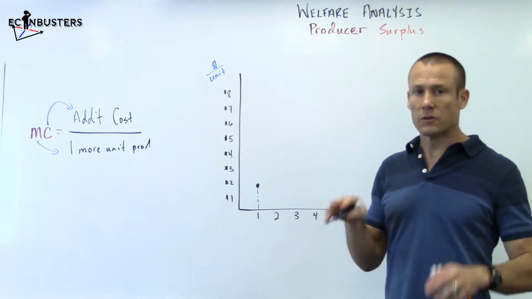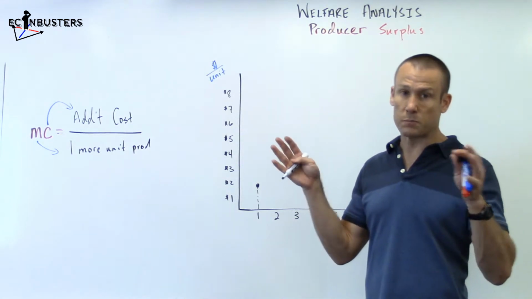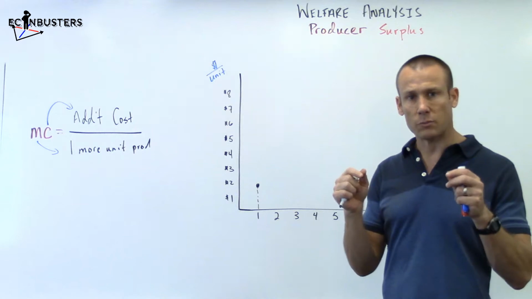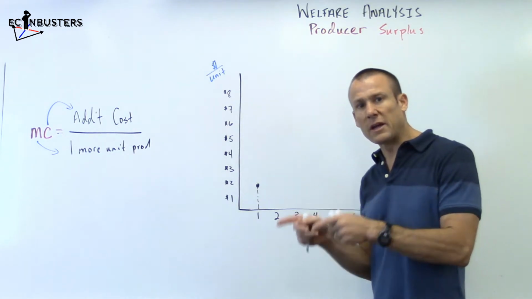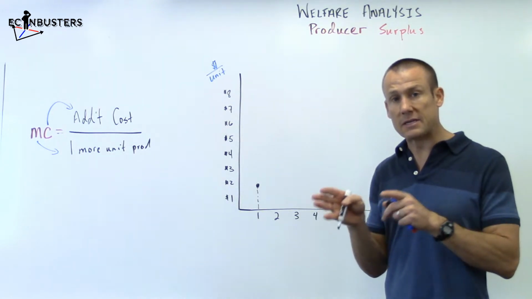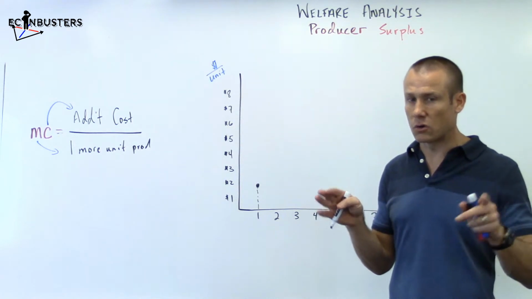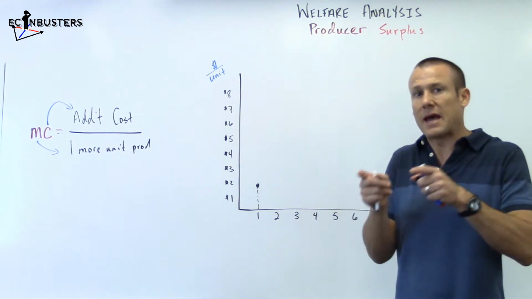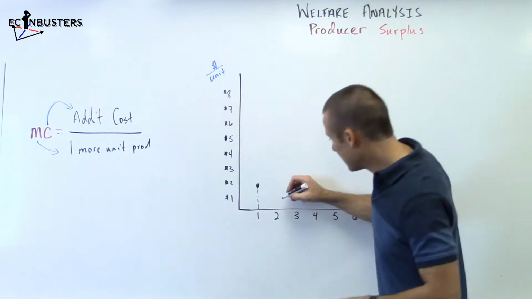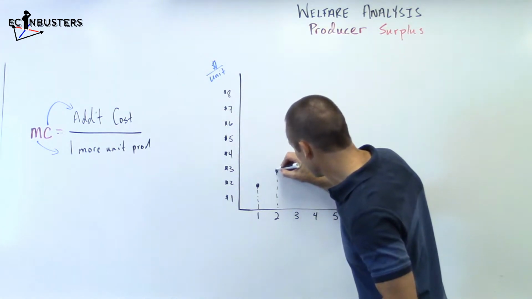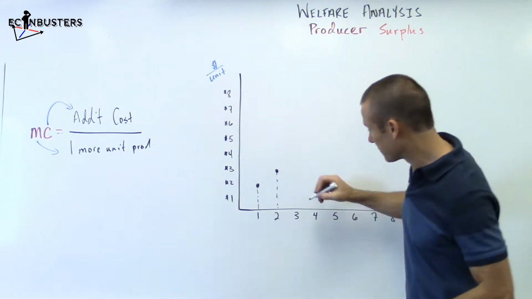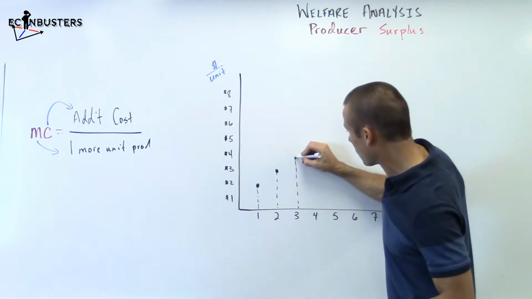What am I saying? To make that first unit of pizza, that first pizza pie, it's going to cost us $2. Now, to make one more pizza, the additional cost, okay, I'm not talking total cost, I'm talking about the additional cost. To make that second pizza pie, it's going to cost us $3. There we go. To make the third pizza pie, it's going to cost us $4.